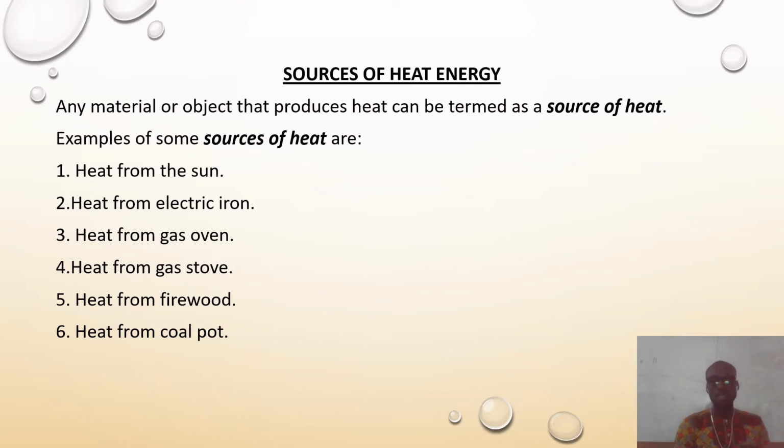We have the heat from the sun, heat from an electric iron, heat from a gas oven, heat from a gas stove, heat from firewood, and then heat from the coal pot.